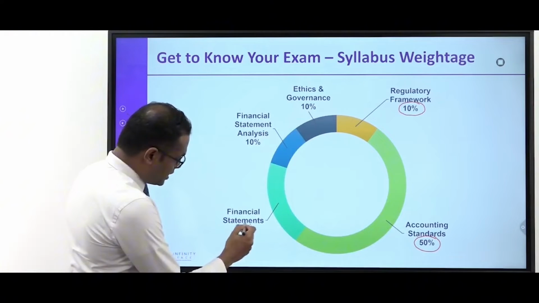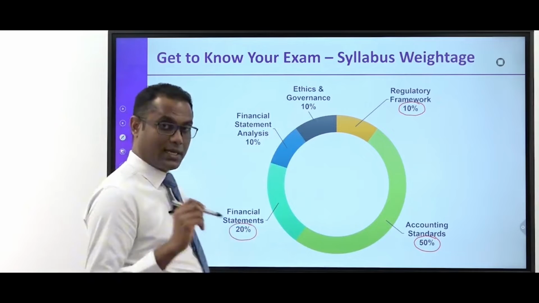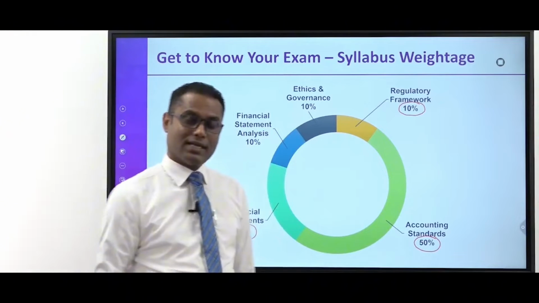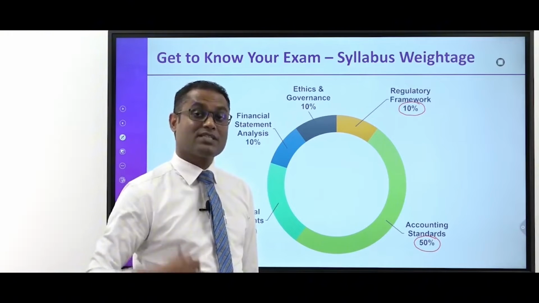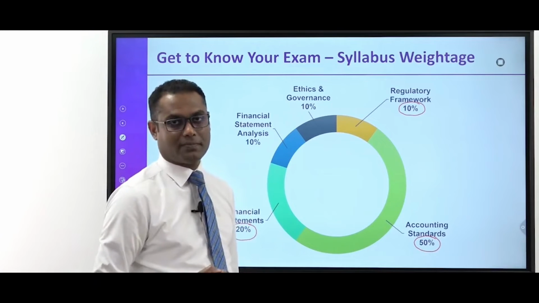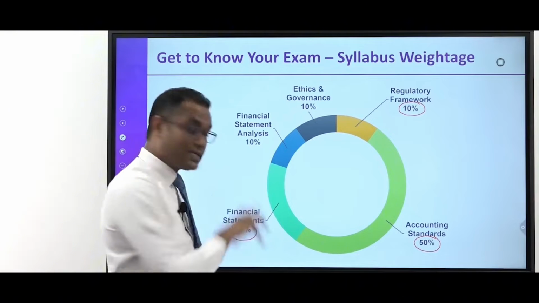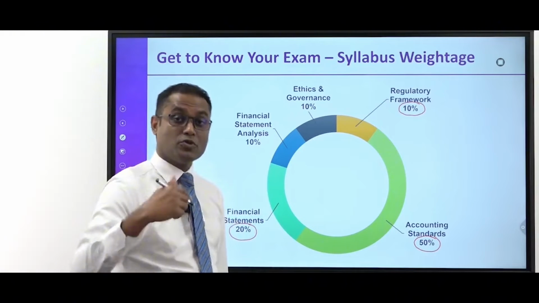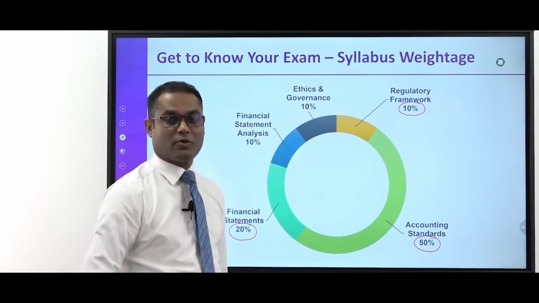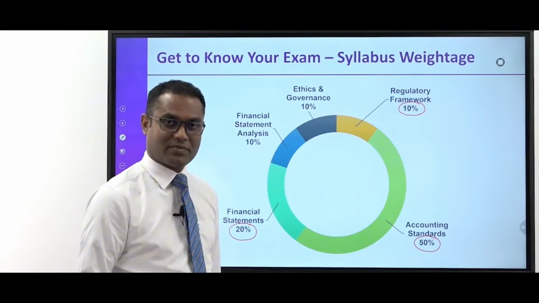Then 20% is from the financial statements. Here you have already learned how to prepare financial statements for a single entity in the previous stages. Now at this level, what is important is to prepare the consolidated financial statements, or group financial statements.